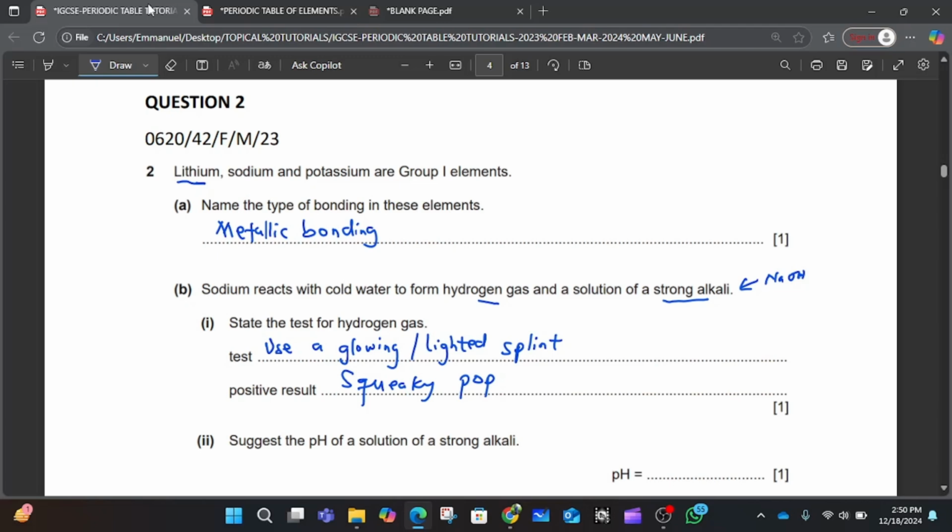Suggest the pH of a solution of a strong alkali. So for group 1 metal hydroxides, usually they are very, very strong bases. And so we usually write the pH as 14. So from 13 to 14 is fine, but usually Cambridge goes with 14. So to be on the safer side, let's go with 14.